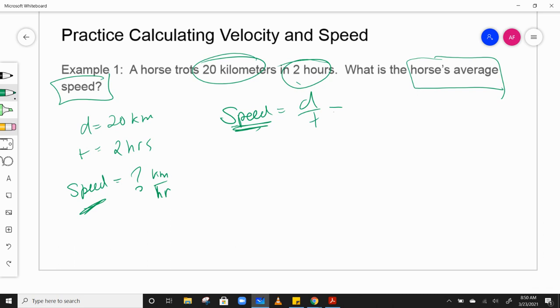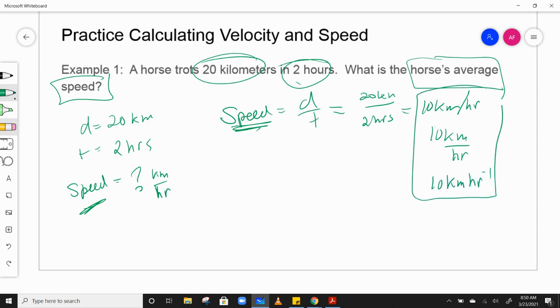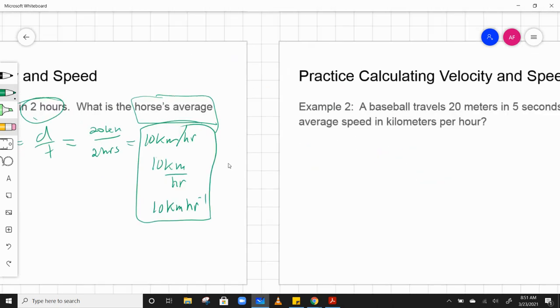So I can just now plug in my values. Distance is 20 kilometers. Time is 2 hours. So I get 10 kilometers per hour. Doesn't matter how I write my units, 10 kilometers per hour. I'll write it all three ways. Circle or box my answer when I'm done. It's a super, super simple one. Next one.